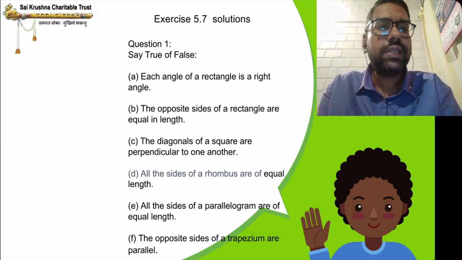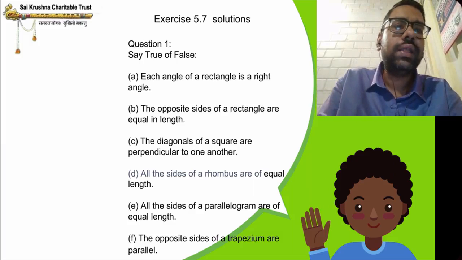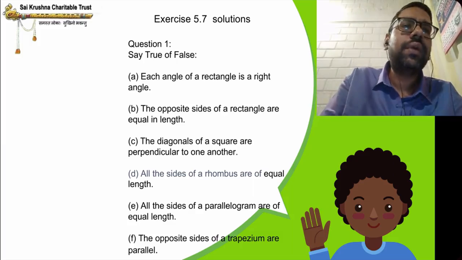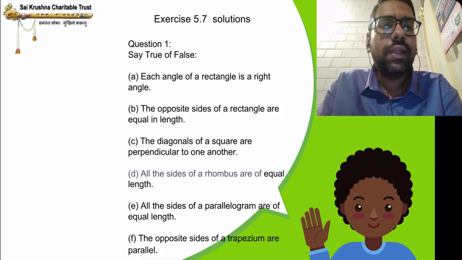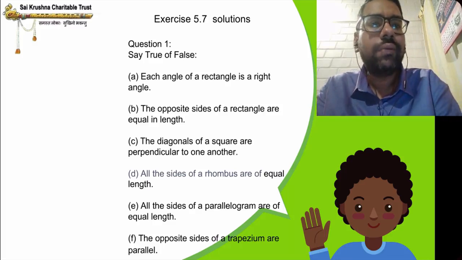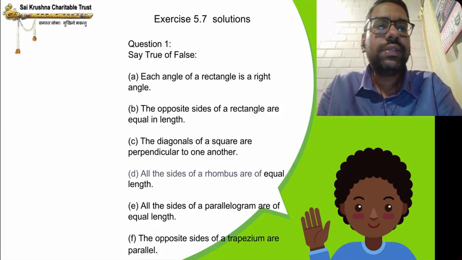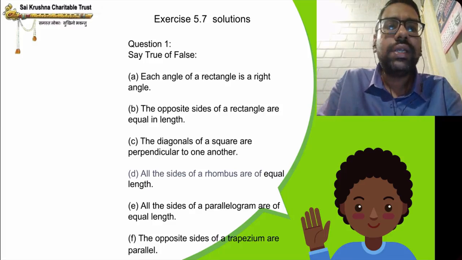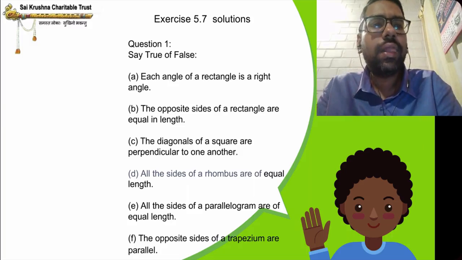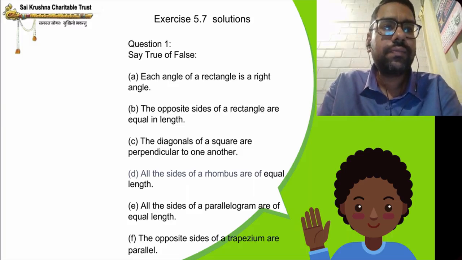All the sides of a rhombus are of equal length, right? I showed you the figure of a rhombus previously. All sides of a rhombus are equal in length. It's true. Sides of a parallelogram are of equal length. No, it's false. Opposite sides of a trapezium are parallel. Are they parallel? No, it is false.